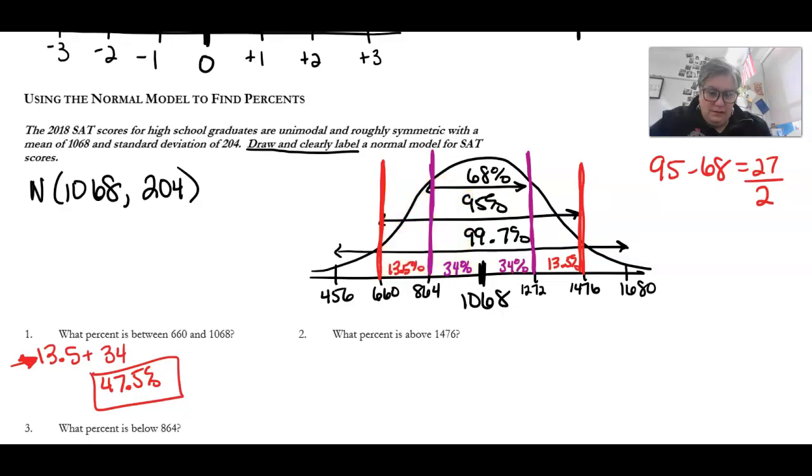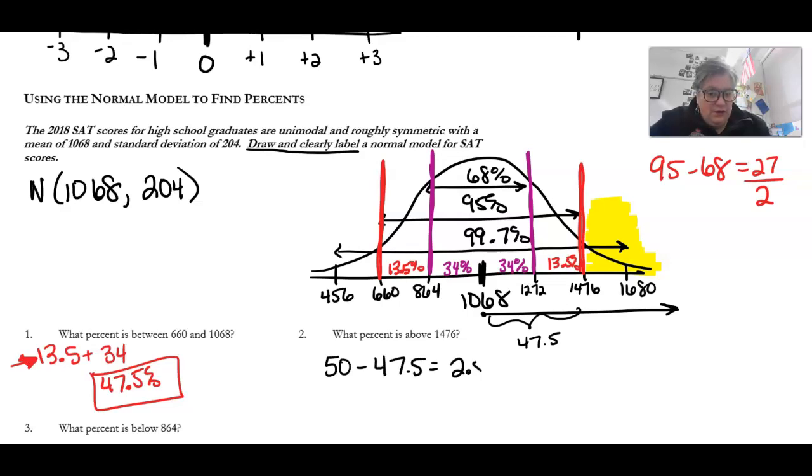And let's do another highlight. This time above 1476. Okay, so that's everything over here. Okay, well, I don't have numbers in here. There's a couple ways you could do this. You could find out what's left over, right? So I know that these two here make 47.5. Well, isn't the distance from here to the end have to equal 50? Because it's half of the data. So I could do 50 minus 47.5. And that tells me it's 2.5%. That's one way to look at it.